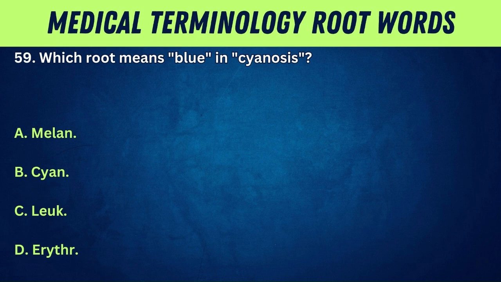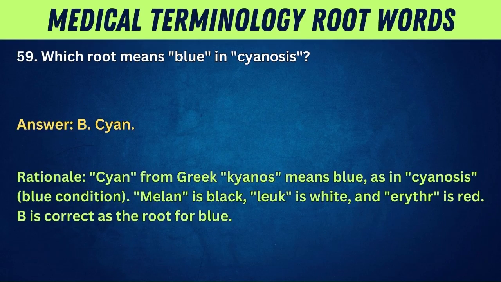59. Which root means blue in cyanosis? A. Melon. B. Cyan. C. Luke. D. Eryther. Answer: B. Cyan. Rationale: cyan from Greek kyanos means blue, as in cyanosis, blue condition. Melon is black, Luke is white, and eryther is red. B is correct as the root for blue.